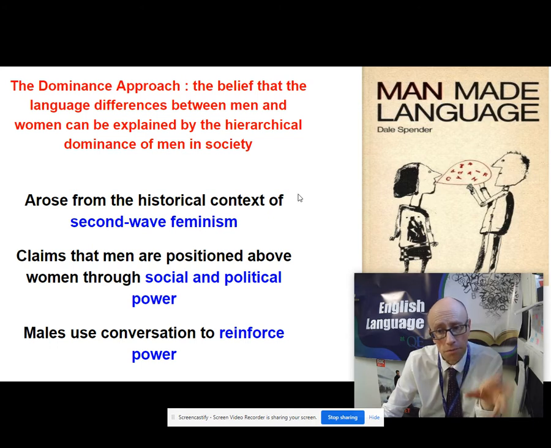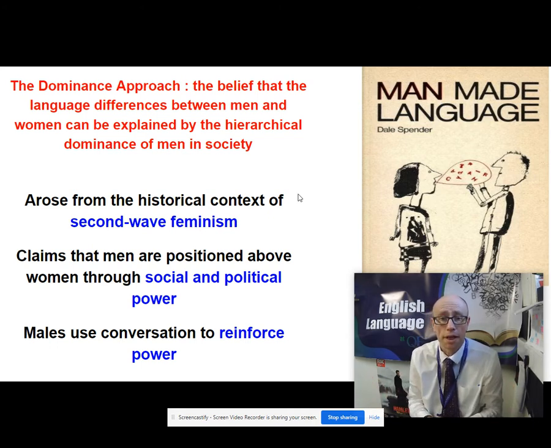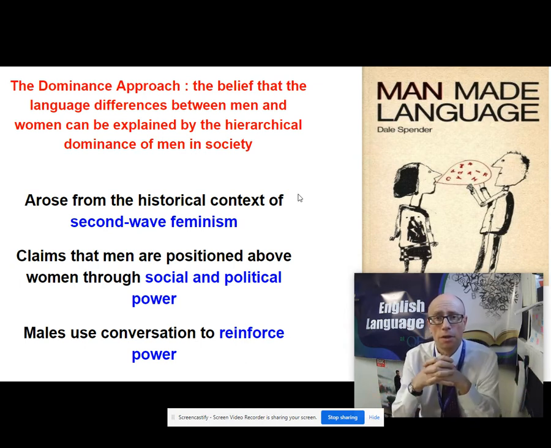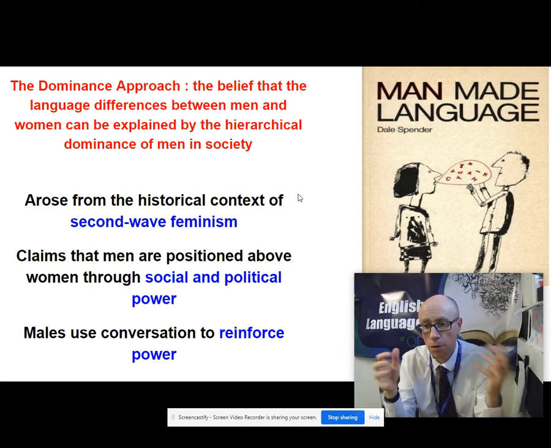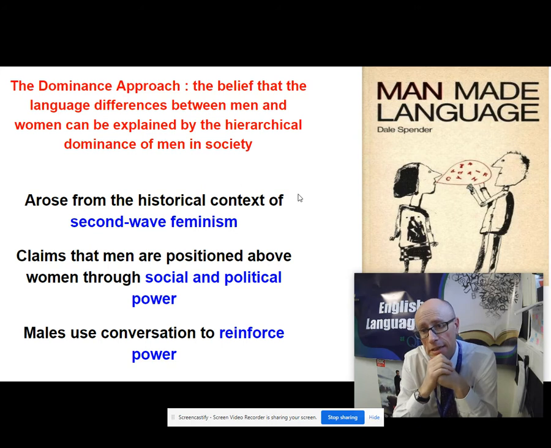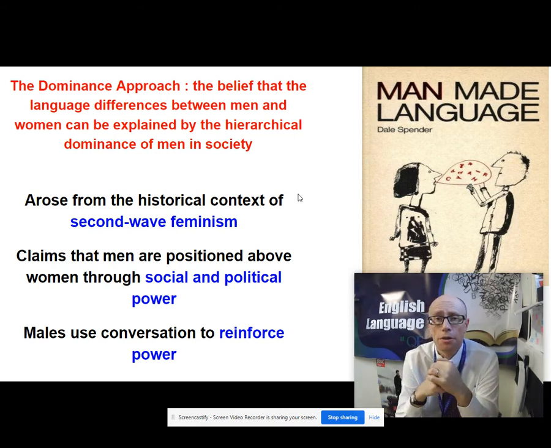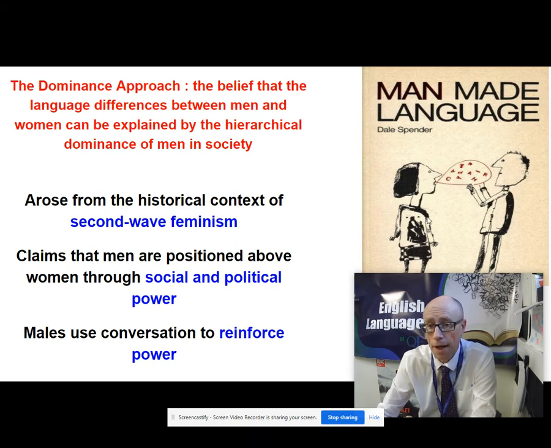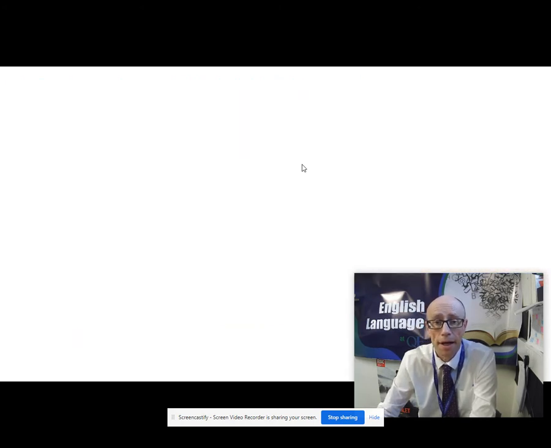So this study arises from the context of second wave feminism. First wave feminism are all the victories won by people like the suffragettes in the early 20th century, where women are given equal rights. But we get to the 1970s and 80s, and still there is a major imbalance in power structures in society. Males dominate public life, and therefore men are positioned above women through social and political power. And males unconsciously or even consciously are using conversation to reinforce power. So this is discussed by researchers, people like Dale Spender, in a book called Man-Made Language.